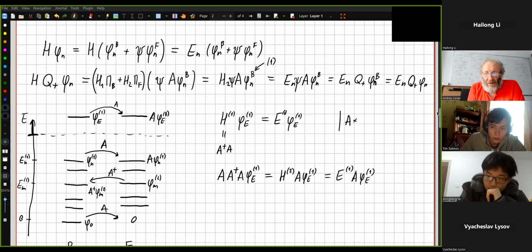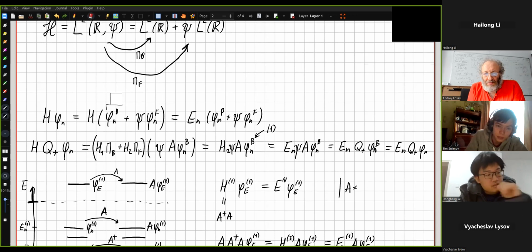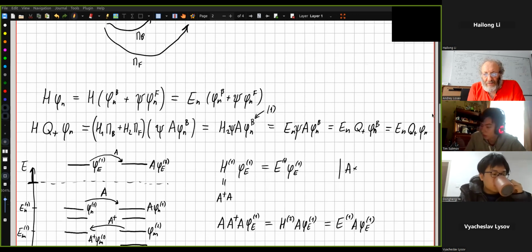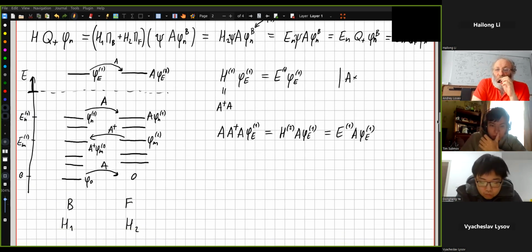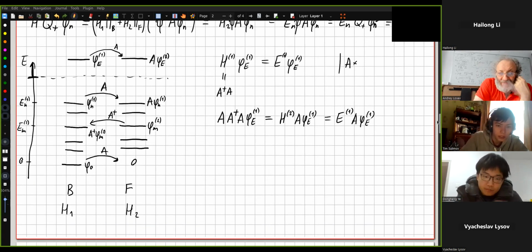Well, the main difference is that some wave function phi n is now a sum of boson and fermion monomials. But more or less it works in the same way. Yeah, and now a very important picture to visualize. It's the states and their energies.